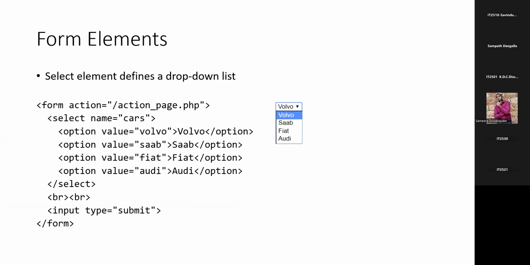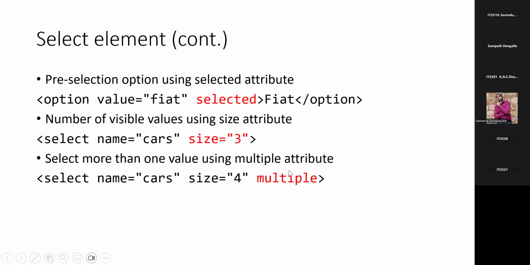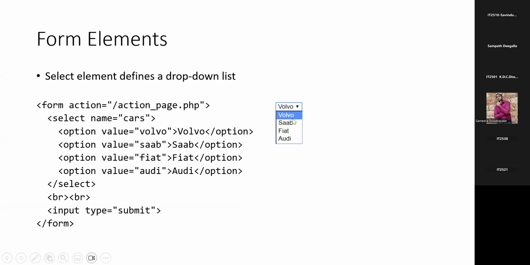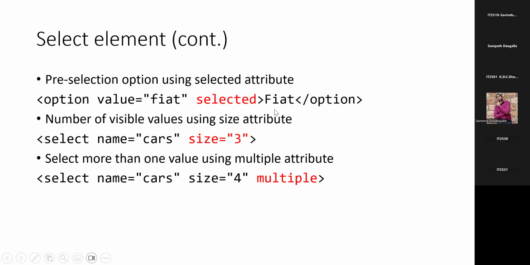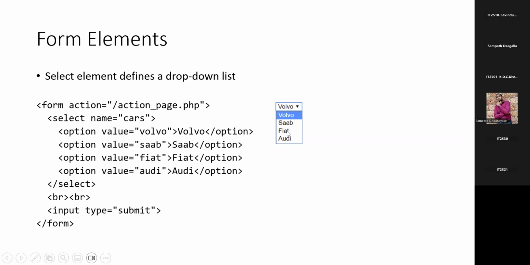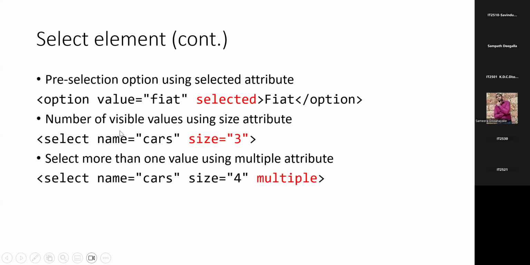Depending on what you want to achieve, there are a few values you can provide. For example, you can pre-select. If you just type it, it looks like this. But when you select a Fiat, for example, it will select the Fiat. And how many values should be visible, we can specify with the size. If you want to allow more than one to be selected, we have to put multiple, right? Now let me share one at a time.